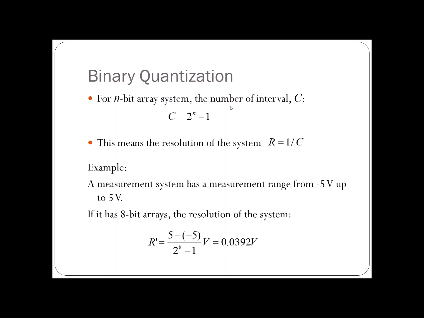That means the resolution of your y-axis, if you discretize it with a 3-bit array system, will be equal to 1/7. You only have 7 ranges that will discretize your y value. So this is an example that will help us picture the problem here.